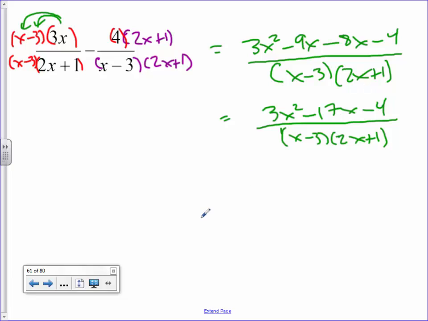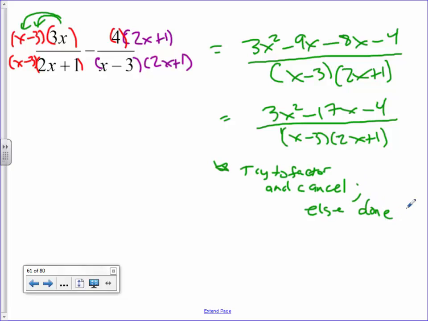So I'm going to make a little note here. At this point, you should try to factor and cancel. Else, you are done. From this point, if the top can be factored for some extra bonus canceling, go for it. But if you can't factor the top, you're done. So if we want to factor the top, we'd be looking for numbers that add to give the middle number of minus 17 and times to give the outside numbers of minus 12. Doesn't work.